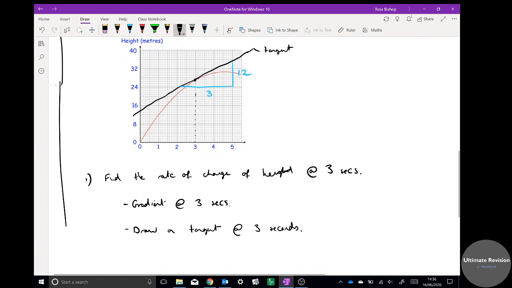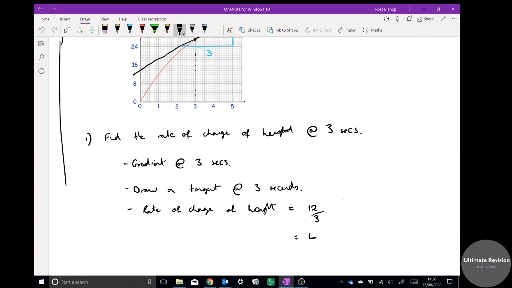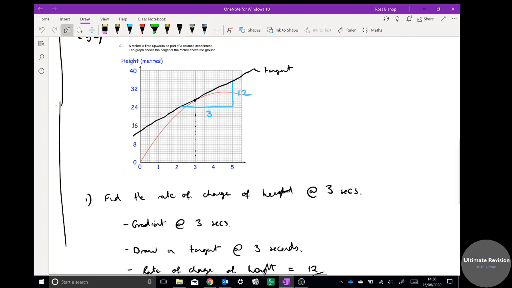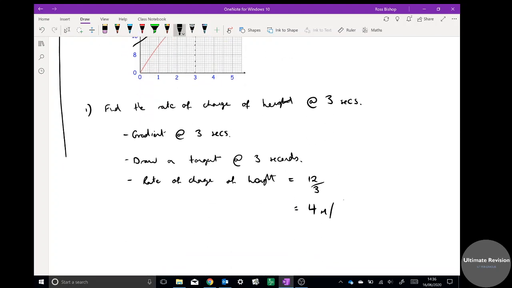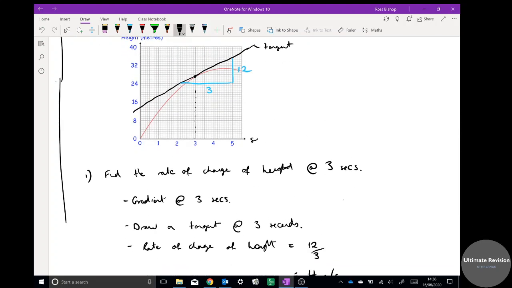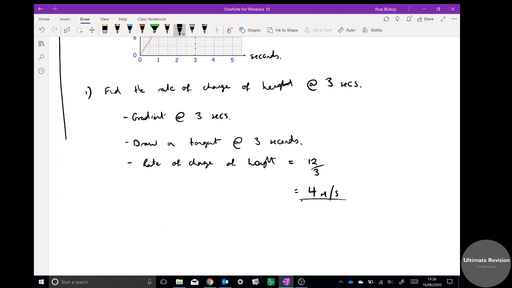So the rate of change of height would be equal to the gradient, which is 12 over 3, which is going to be 4, and the units will be meters per second, because on the bottom it's time in seconds. Okay, so that's how you answer those sort of questions.